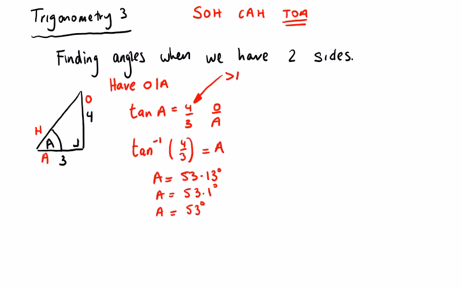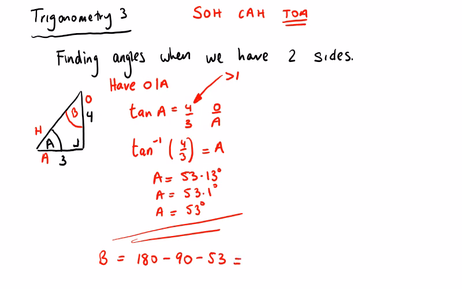Now, say we were asked for the angle B. We could do this maths again. We could do all of this again, or we could just say B is equal to 180 minus 90, which is the right angle, minus 53 if we take the whole number, which would leave B being 90 take away 53, which would be 37 degrees.